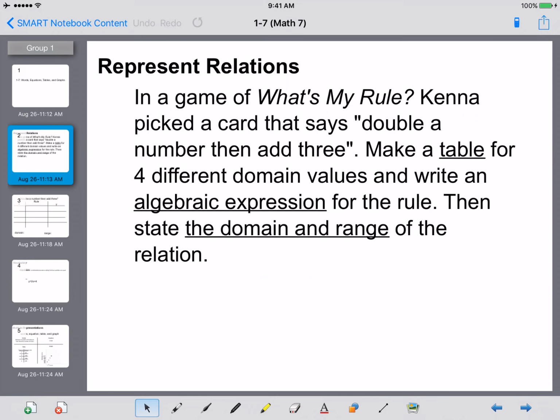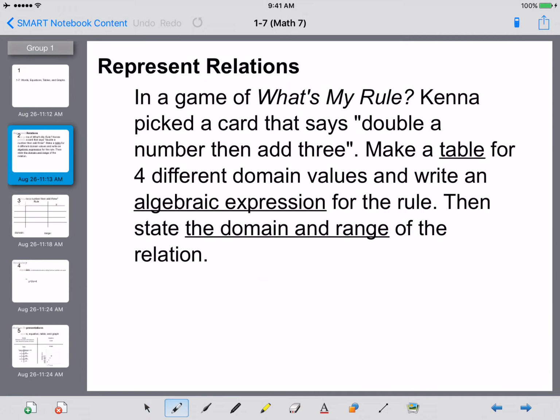So in a game of What's My Rule, I kind of picked a card that says double a number and then add 3. So what we want to do is make a table for 4 different domain values and write an algebraic expression for the rule. Then we want to state our domain and our range.